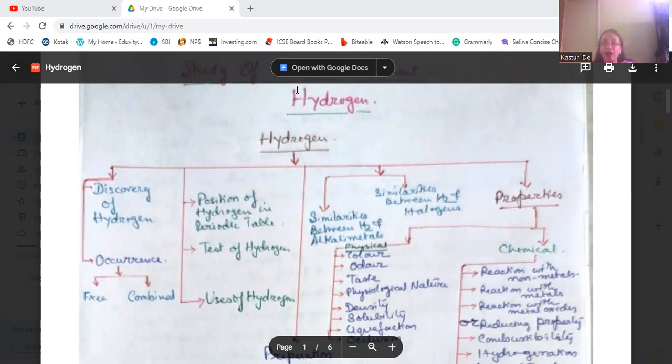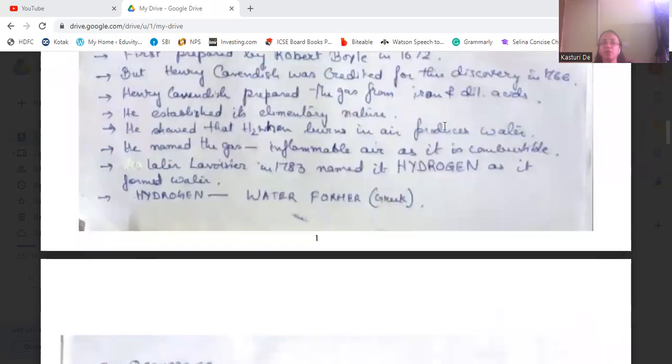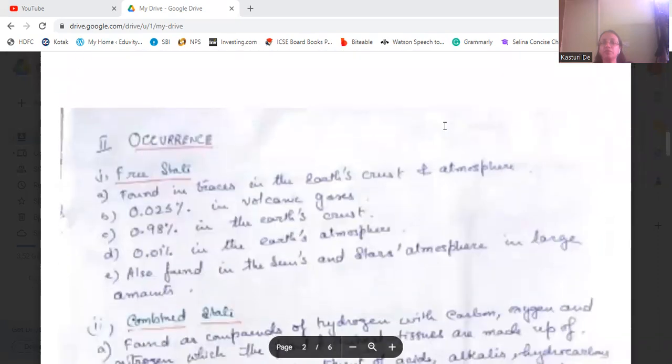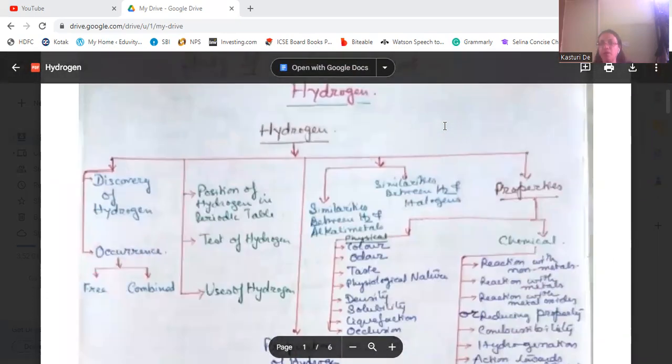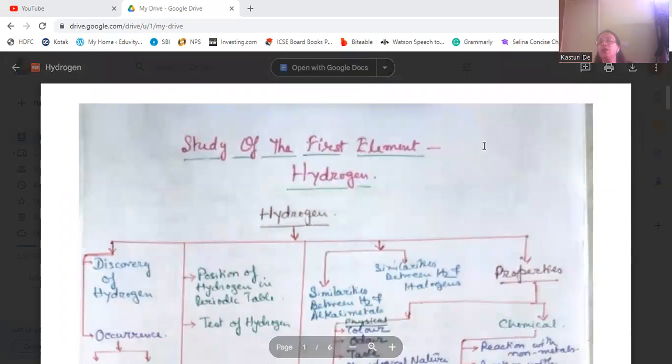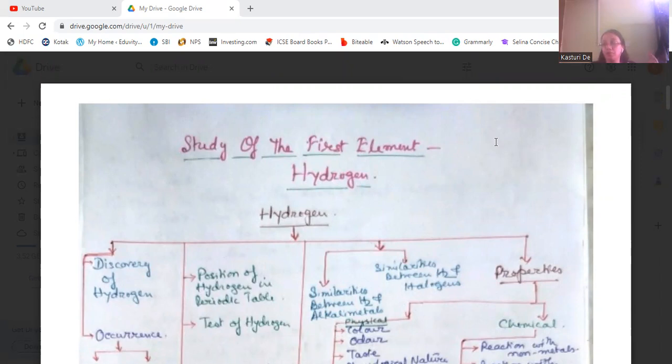Because it has one valency. Okay, it has only one valency. It has only one shell, and one electron in its valence shell. So one electron in its valence shell, it has one valency and it has only one shell. So it has been named as the first element in the periodic table.